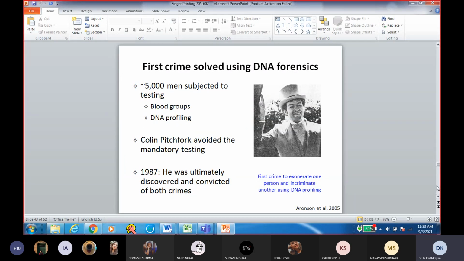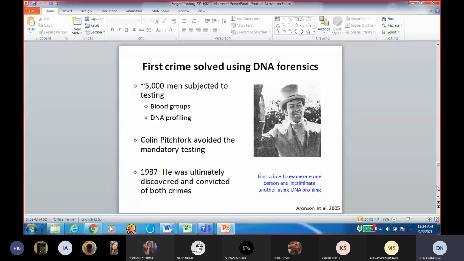Then, as I said, about 5,000 men were subjected to testing. They did both blood grouping and DNA profiling. Blood grouping has a very low discriminatory power, right? In blood grouping, there are only four possible types: A, B, AB, and O. If you do finer discrimination, you may have A negative, B negative, AB negative, and O negative. But that doesn't really give a high discrimination.